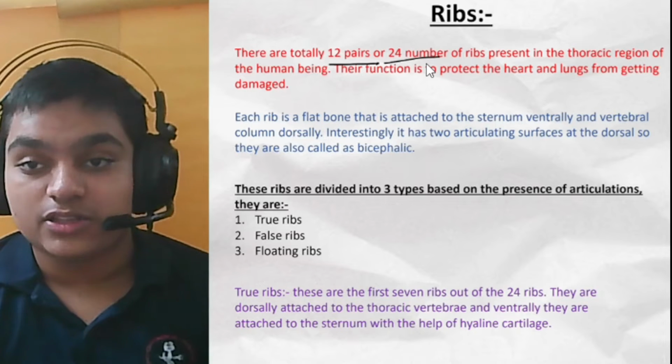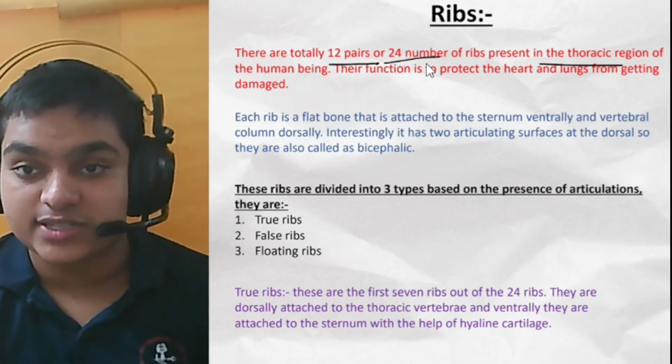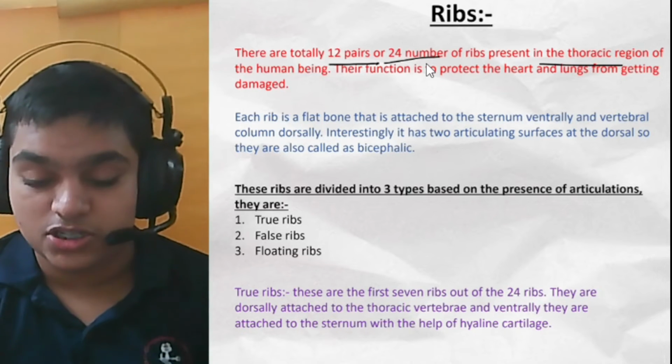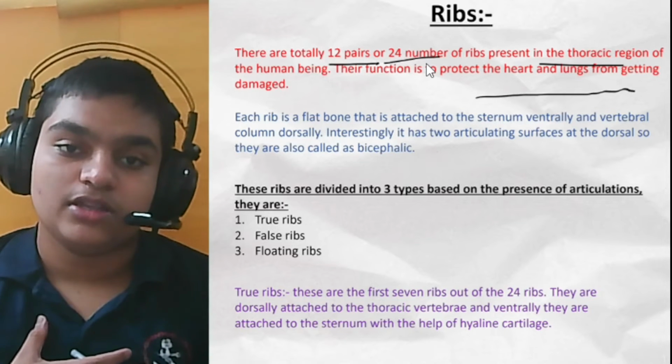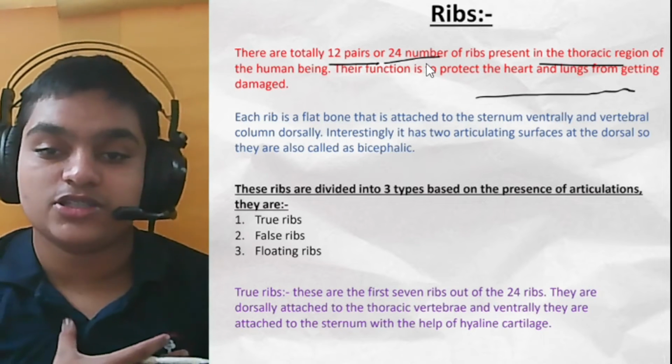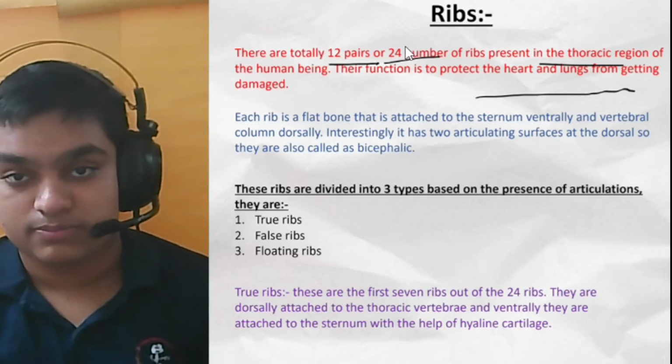Now, they are present in the thoracic region, where thoracic vertebrae are present. Their function is to protect the human heart and lungs from getting damaged. Yes, they give protection against damage to the lungs and heart.